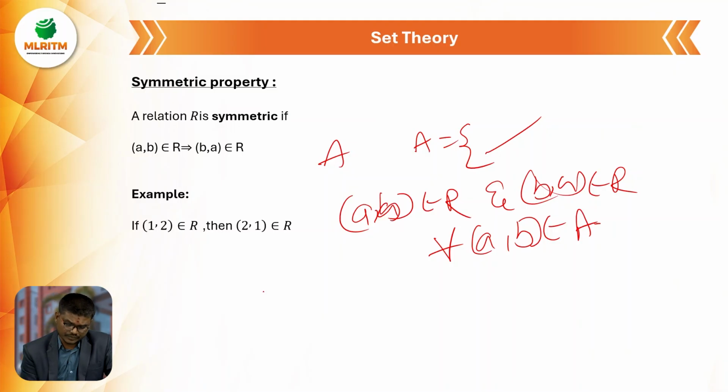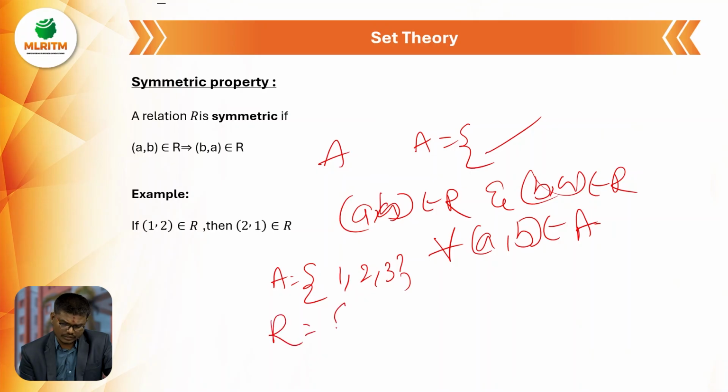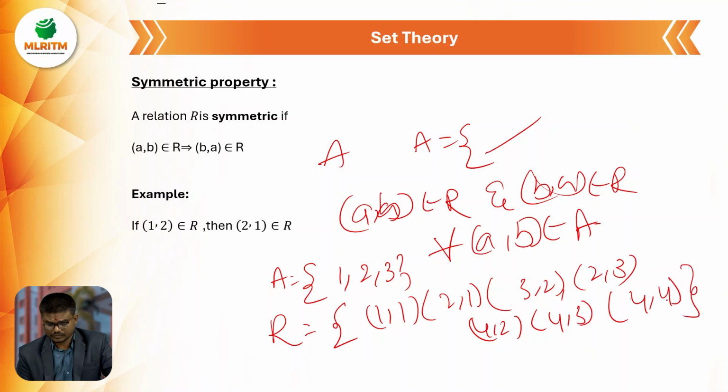So for example, set A equals 1 comma 2 comma 3 and relation R equals 1 comma 1, 2 comma 1, 3 comma 2, 2 comma 3, 4 comma 2, 4 comma 3, 4 comma 4. So is the given relation satisfying the symmetric property or not? Here the given pairs are 1 comma 1, 2 comma 1, 3 comma 2, 2 comma 3, 4 comma 2, 4 comma 3, 4 comma 4.